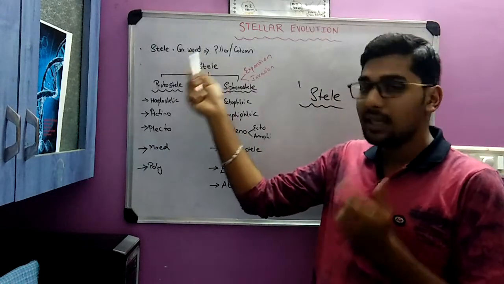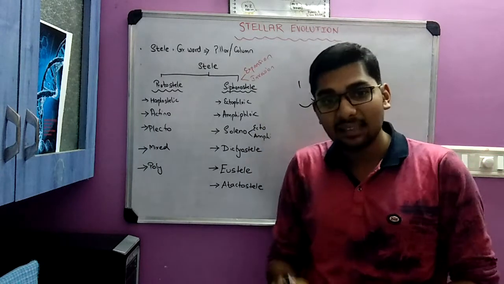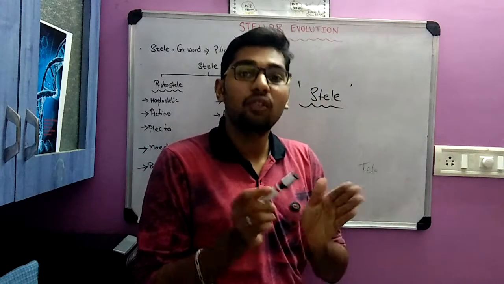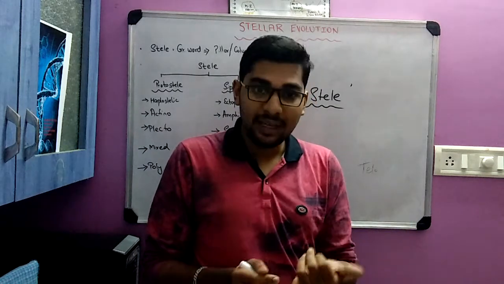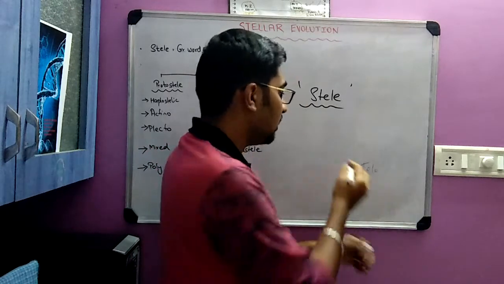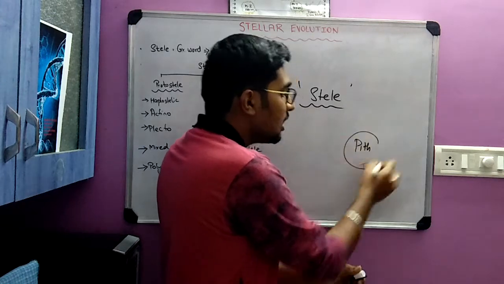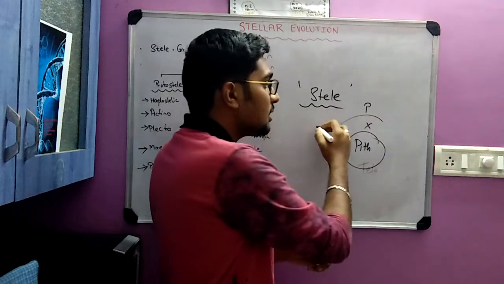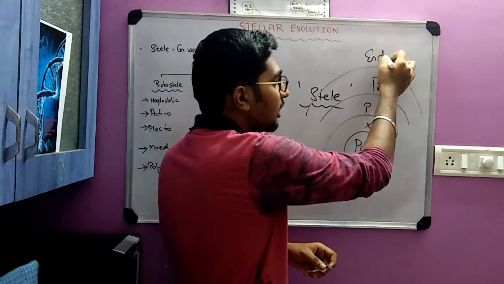So the stele is a Greek word which means pillar or column. The stele is the central axis of primary vasculature which includes xylem, phloem and the surrounding tissues around the vasculature such as pericycle, pith and endodermis. If you take the primary structure of an angiosperm or gymnosperm, we find the central pith region, surrounding which is the xylem, surrounding which is the phloem, surrounding it is the pericycle and surrounding it is the endodermis.